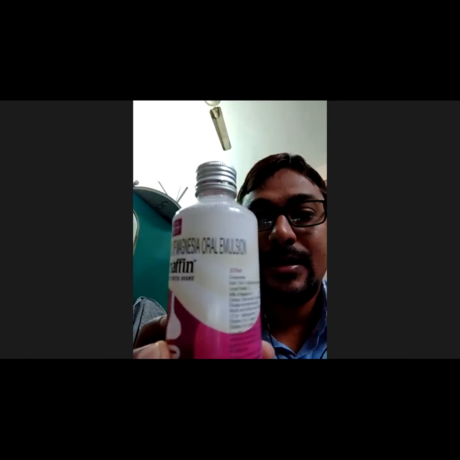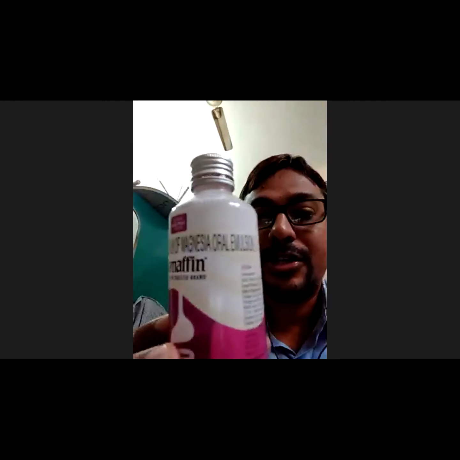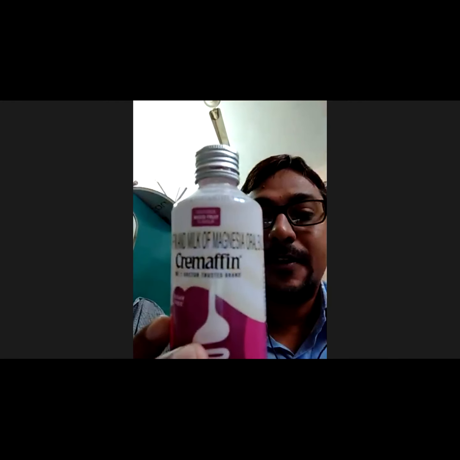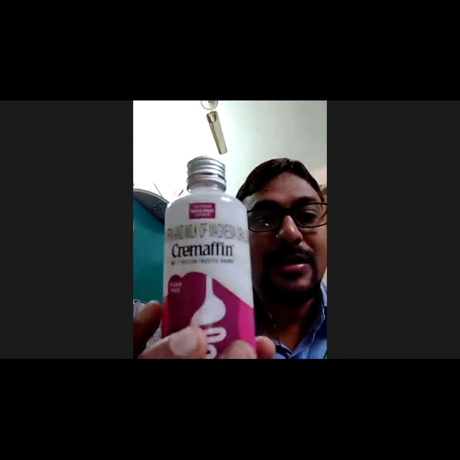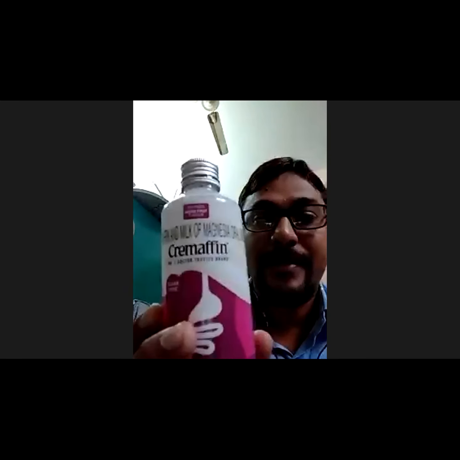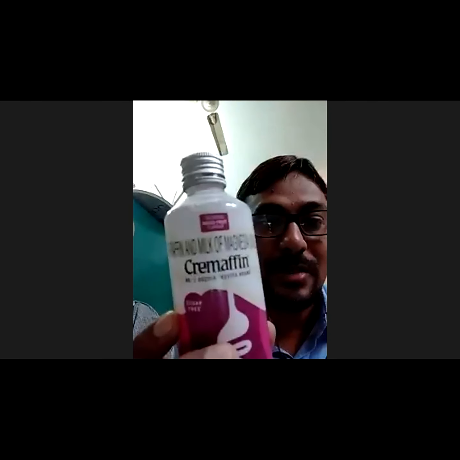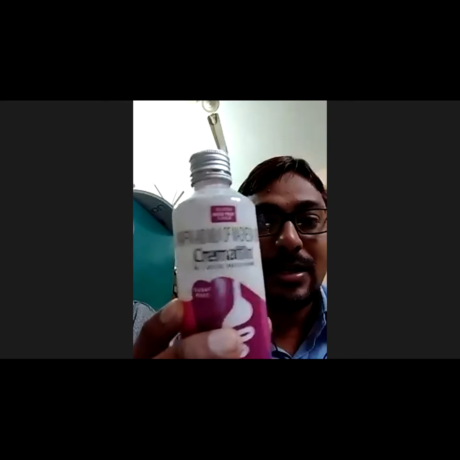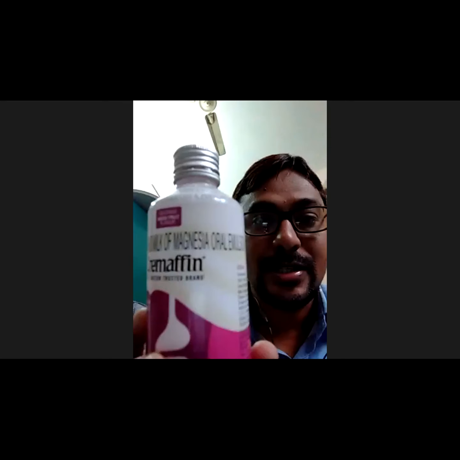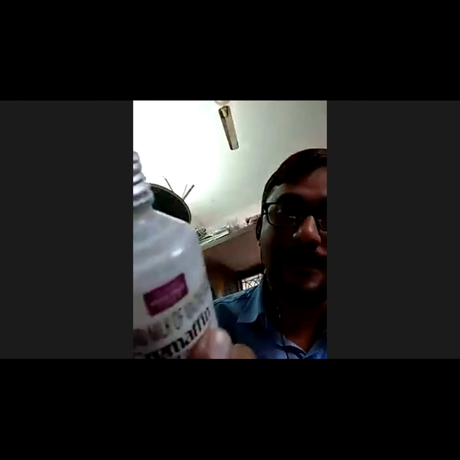And oral emulsion. Okay, it means milk of magnesia, but the company name kept this as cremophene. But in that, what is the main chemical present? Major chemical present? Milk of magnesia is present. This is used for digestion purpose. If any acidity in our stomach occurs, in such cases, this is used, students.